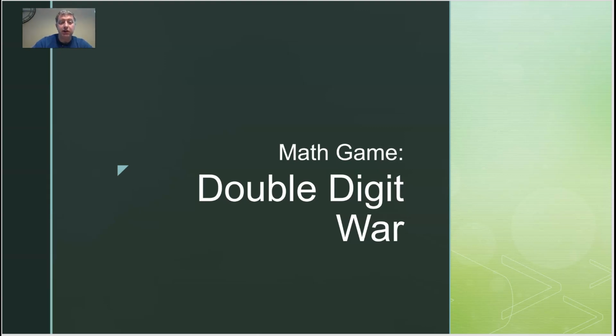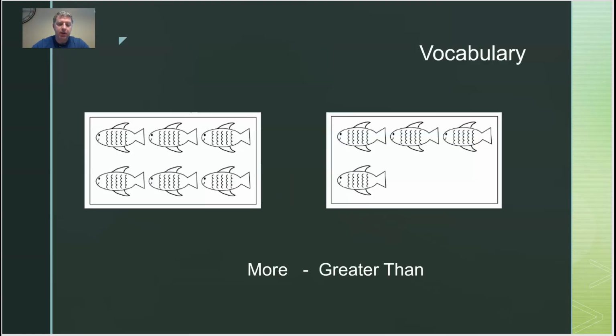Comparing means to look at how things are the same, how they're different. We compare numbers in terms of more, less, and the same. Okay? Let's go over some of that vocabulary. More and greater than are two words that we use to describe sets with a lot of objects, a big number of stuff. Here are two cards with fish on them. Which one has more, or which one is greater?